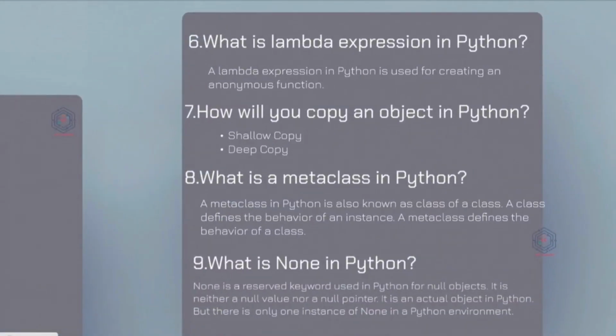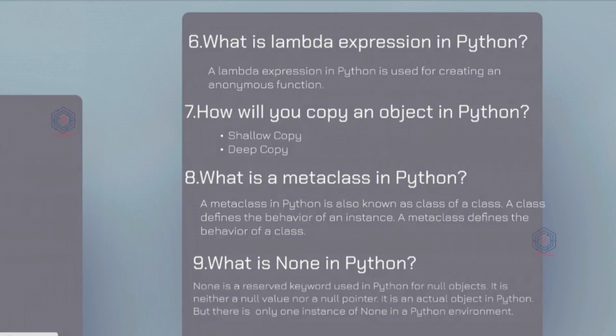What is a lambda expression in Python? A lambda expression in Python is used for creating an anonymous function. Wherever we need a function, we can also use a lambda expression. We have to use the lambda keyword for creating a lambda expression. The syntax of lambda functions is lambda, an argument list, then an expression. So we can use a lambda expression to return a function. A lambda expression can be used to pass a function as an argument to another function.